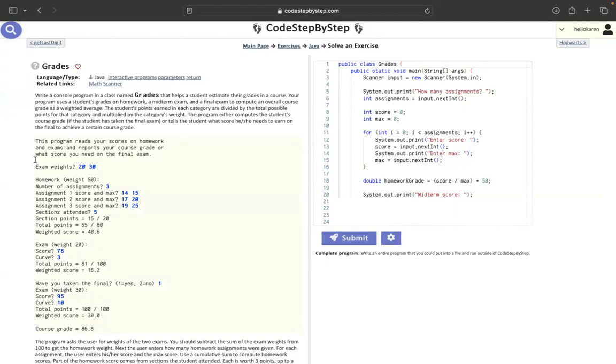Okay, so let's see. Write a program in a class called grades that helps a student estimate their grades. Your program uses a student's grades on homework, a midterm, and a final. Weighted average: points earned in each category are divided by the total possible points for that category. So this program reads your scores on homework and exams and reports your course grade or what score you need on the final exam. So exam weights 20 and 30. Homework. Okay, can you scroll down?